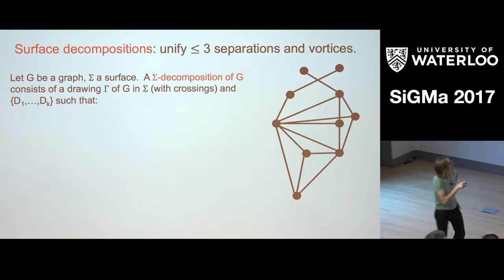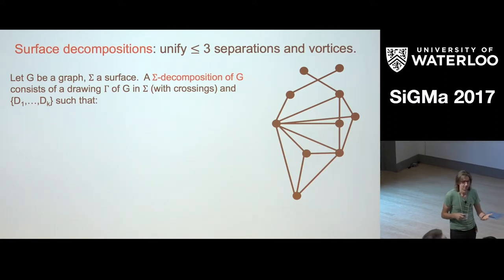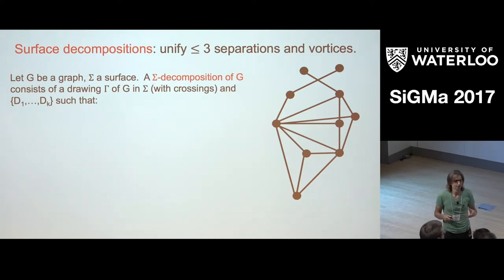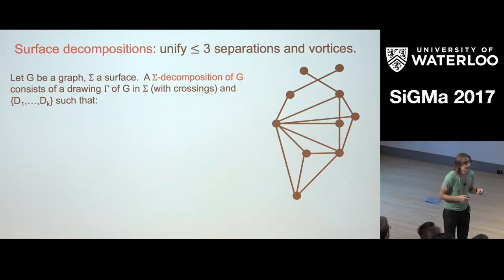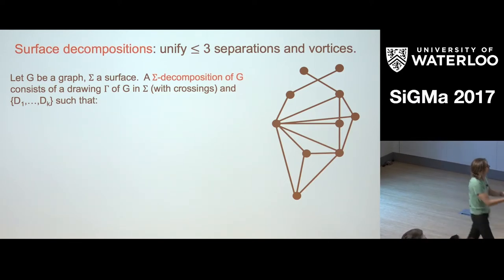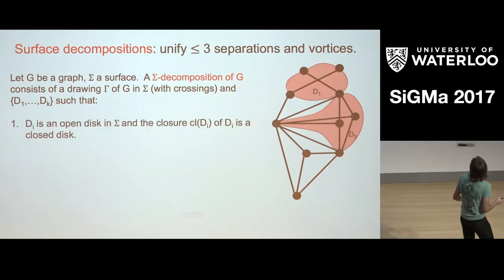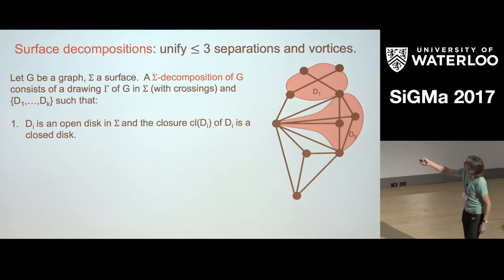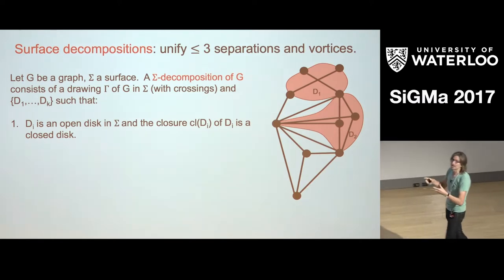I'm going a little too fast. A sigma decomposition of G is a drawing of the graph in sigma, but now a drawing with crossing edges. I'm allowed to cross edges in the drawing. And D1 up to DK are disks in the graph. Each Di is an open disk such that its closure is also a disk, right? So I'm not having open disks that sort of reach around a handle or something and almost touch each other. No. It's an open disk, and its closure is also a disk.